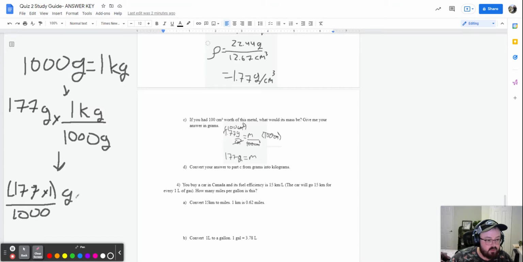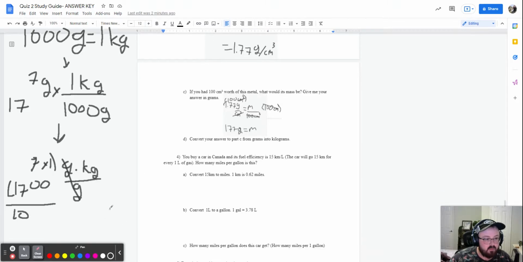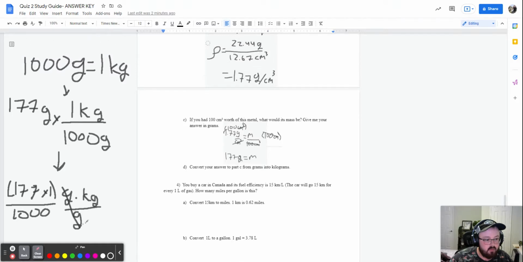We have grams times kilograms over grams. So these grams cancel each other out. 177 divided by 1,000 is 0.177. So this goes to 0.177 kilograms.